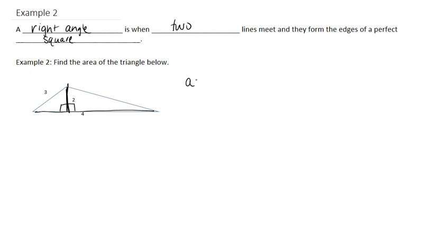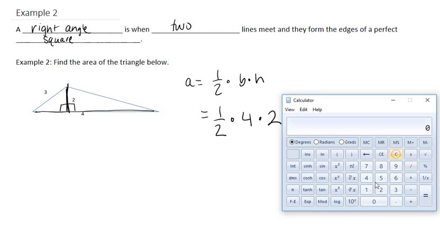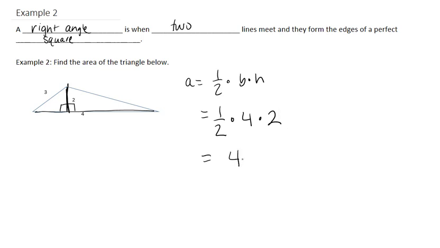And so what we need to do to find area is we go 1/2 times base times the height. So we get 1/2 times the base, which is 4, times the height, which is 2. Now if we were to go ahead and calculate that out, we would go 4 times 2, then divided by 2, and we get 4 units squared.